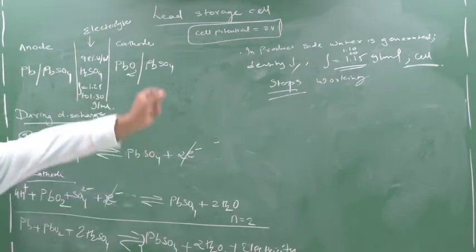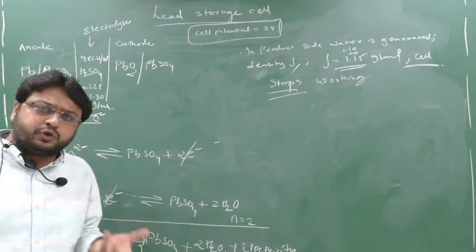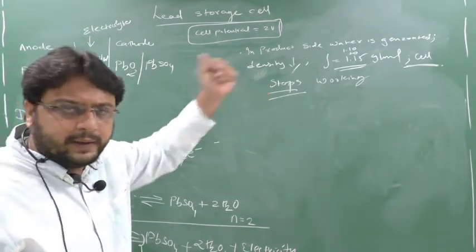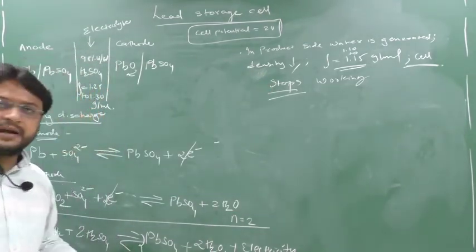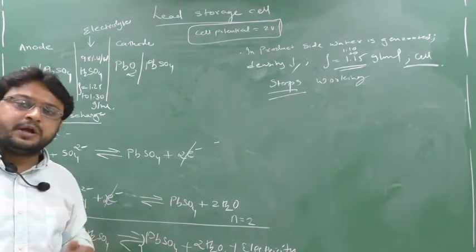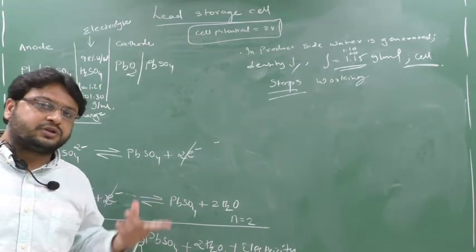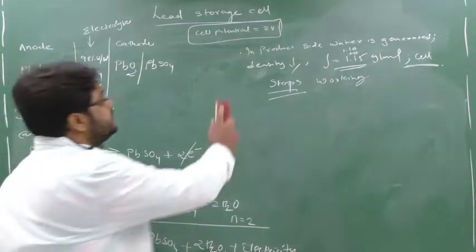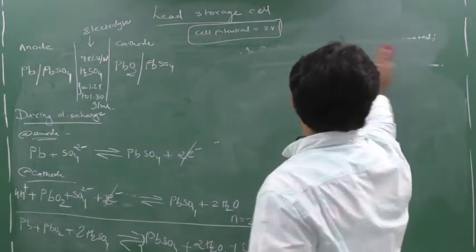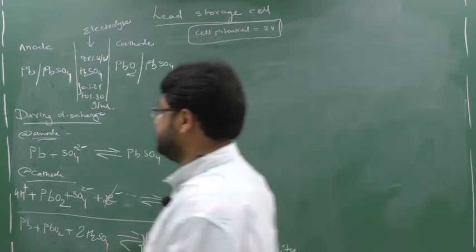Now there is one point: when density comes to 1.10 to 1.15, this is the experimental value, okay. So at 1.10 to 1.15 gram per ml, the cell working is automatically stopped. Now what do I have to do? I have to recharge, because this is a secondary cell. So we have to see now the recharging reaction.